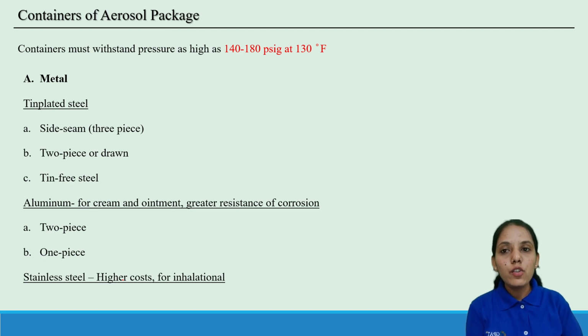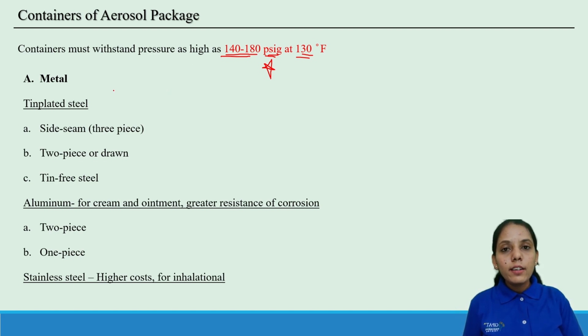Next is containers of aerosol package. Now we have discussed that inside the container the pressure is a little bit high as compared to atmospheric pressure. So the container should be able to withstand that pressure. Now how much is the pressure? Containers must withstand pressure as high as 140 to 180 psig, pounds per square inch gauge, at 130 Fahrenheit. This is very important. Containers should withstand 140 to 180 psig at 130 Fahrenheit.